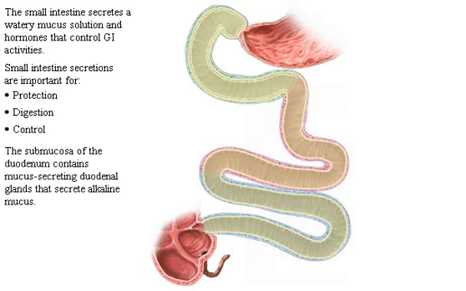The submucosa of the duodenum contains mucus-secreting duodenal glands that secrete alkaline mucus. Click Digestion to continue.